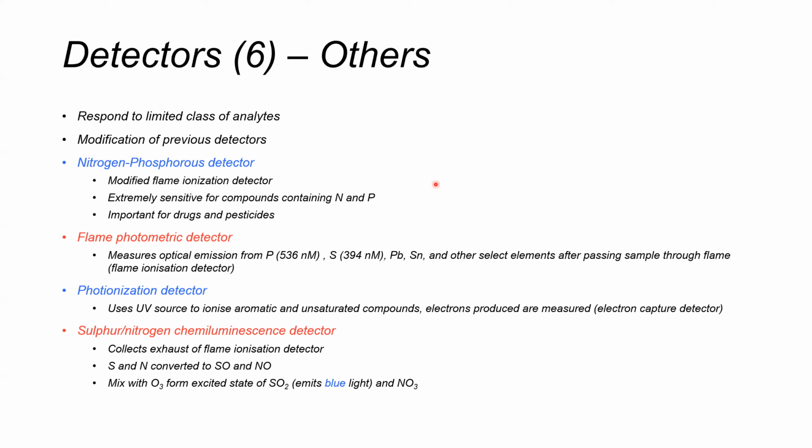And then finally, the last other detector is a sulfur nitrogen chemiluminescence detector. So this collects the exhaust of the flame ionization detector. So it's coupled with the conventional flame ionization detector, and any sulfur and nitrogen atoms which are volatilized from the compound will be converted to sulfur monoxide and nitrogen monoxide. Then these can be mixed with ozone to form an excited state of sulfur dioxide, which emits blue light, and nitrogen dioxide, both of which can then be detected and help us to quantify the amount of sulfur or nitrogen in our sample.